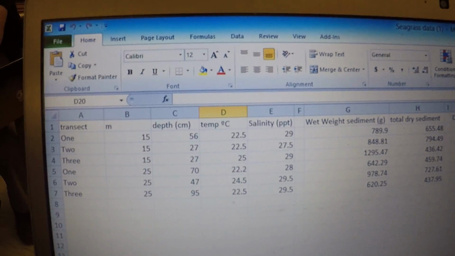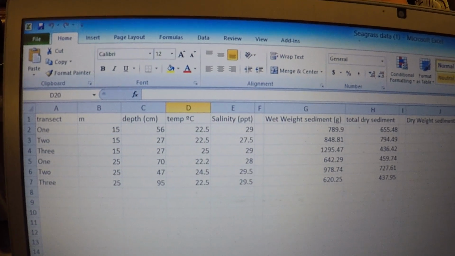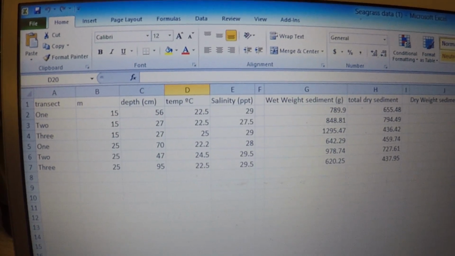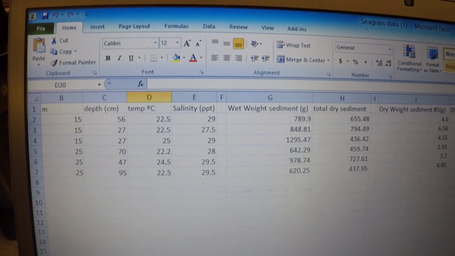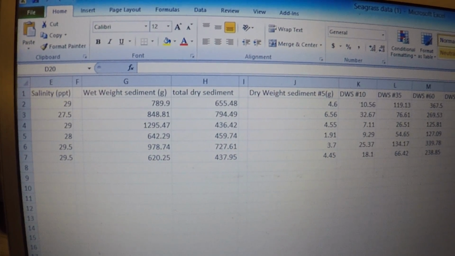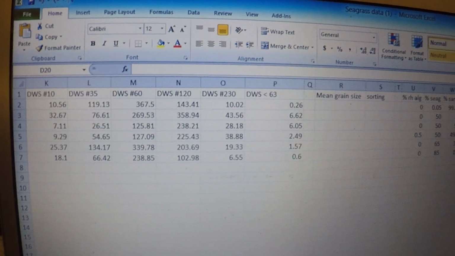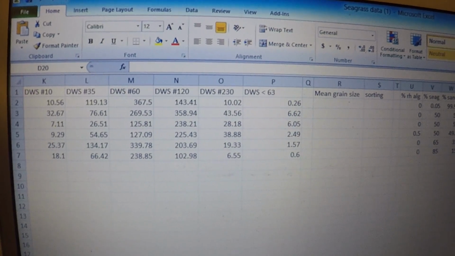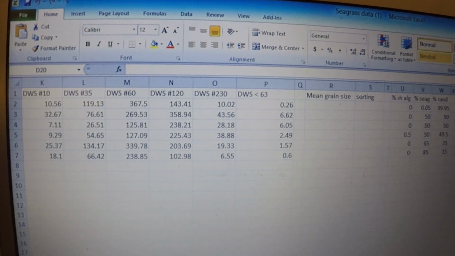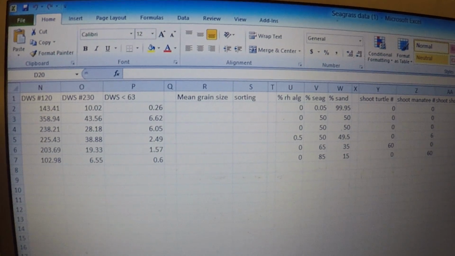Then we have the depth, the temperature, and the salinity. And later on, we're going to talk about the fact that they're just going to take averages and standard errors of those things. If we continue, let me see. We have the wet weight of the sediment, the dry weight of the sediment. And then we have our different amounts in grams of each one of our sieves. And then you'll notice after that it says mean grain size and sorting.